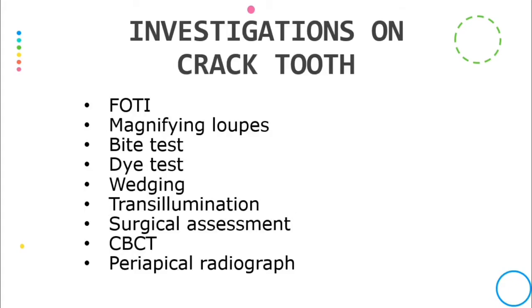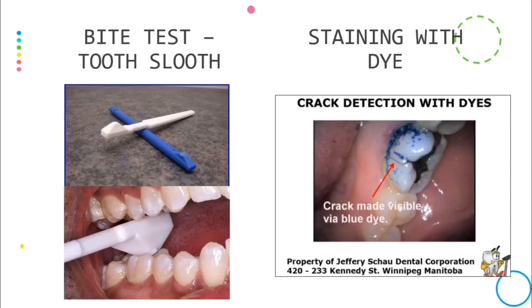These are some of the chairside investigations that can be done on a cracked tooth. First is the probe, magnifying loupes, bite test, dye test, wedging, transillumination, surgical assessment, CBCT, and periapical radiograph. So this is the bite test, which is also known as Tooth Slooth, whereby the Tooth Slooth is placed on the concerned tooth and the patient is required to bite on it. While staining with dye, the crack detection is done with dye, whereby the dye makes the crack visible.